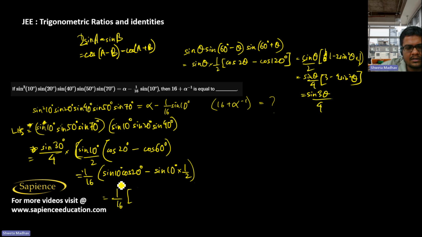by 16. Now this again I can write sine a cos b, which is half of 2 sine a cos b, it is sine a plus b plus sine a minus b. Sine a plus b is sine 30, plus sine a minus b. So plus sine minus 10, so it is minus sine 10, minus 1 by 2 sine 10.